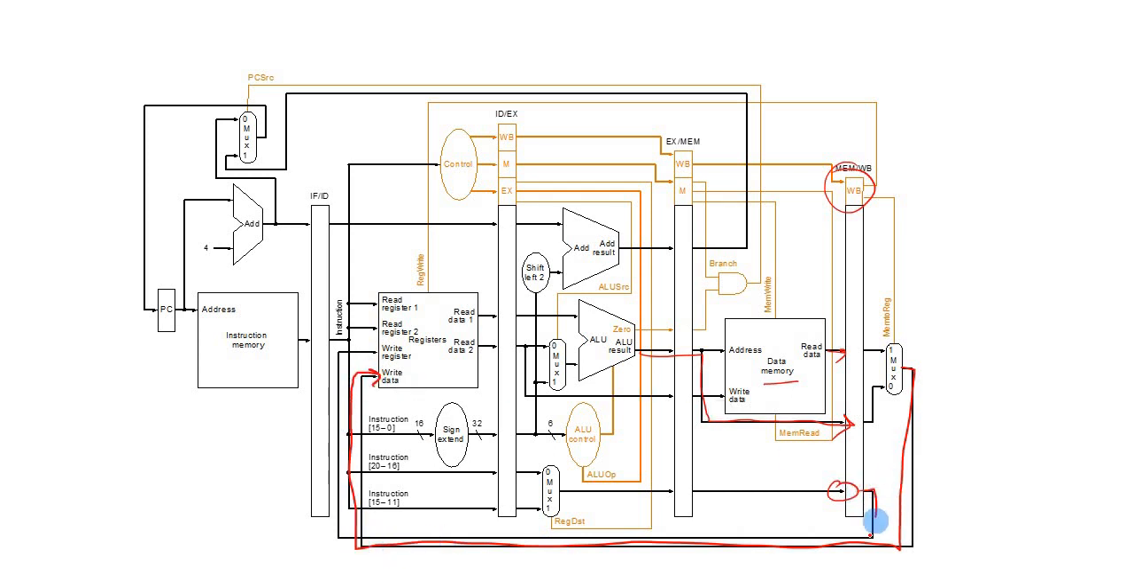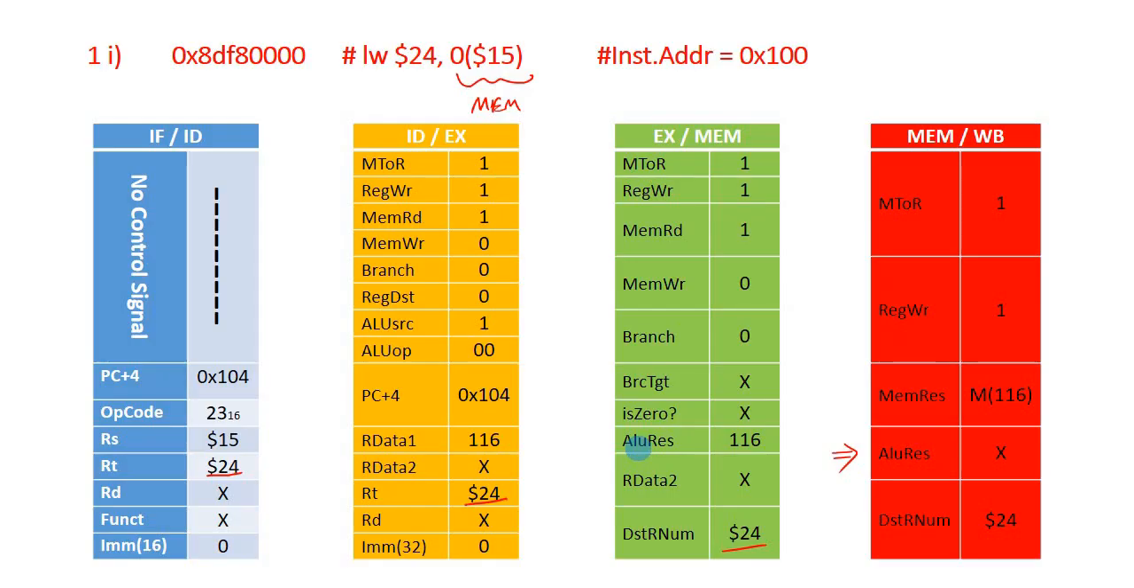At the same time, the destination register is also being sent back here. So when I complete the last cycle, the write back cycle, I will be able to write back the correct data to the correct register. So that is your first instruction.